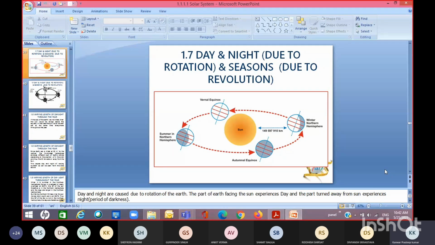So days and nights are caused due to rotation, seasons are caused due to revolution. No, sir, tilt. Tilt, yes. Revolution and tilt. If there's no revolution, again there's no season. So it's a combination.